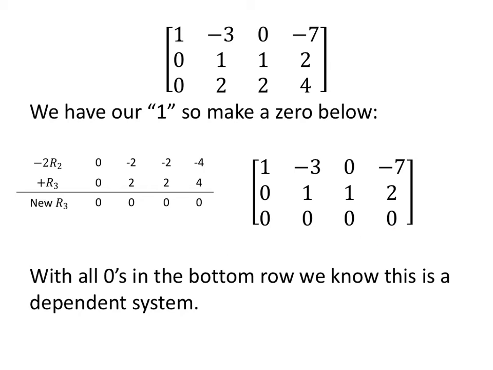Because it's all zeros in the bottom row, this is always true, right? 0 equals 0. You'll notice I've stopped putting in my augmented line. It's pure laziness. That's all it is. But this is a dependent system. 0 equals 0.